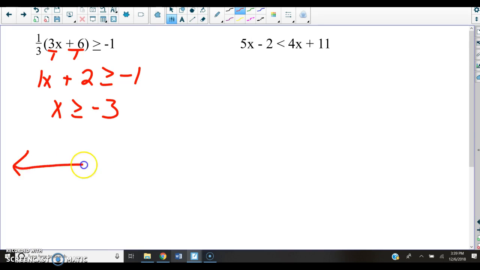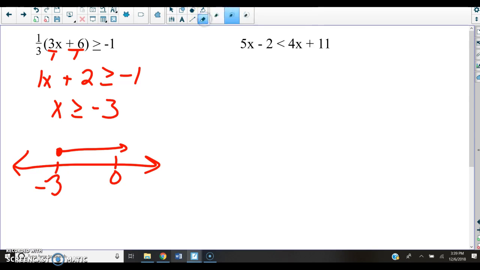Okay, again, remember to graph. So greater than or equal to negative 3. Negative 3, my pen is dragging again. Okay, and don't forget to check it. So if we were to put a number like negative 1 in for x, that would be negative 3 plus 6 is 3, and then 1/3 of 3 is 1, and that is greater than negative 1.